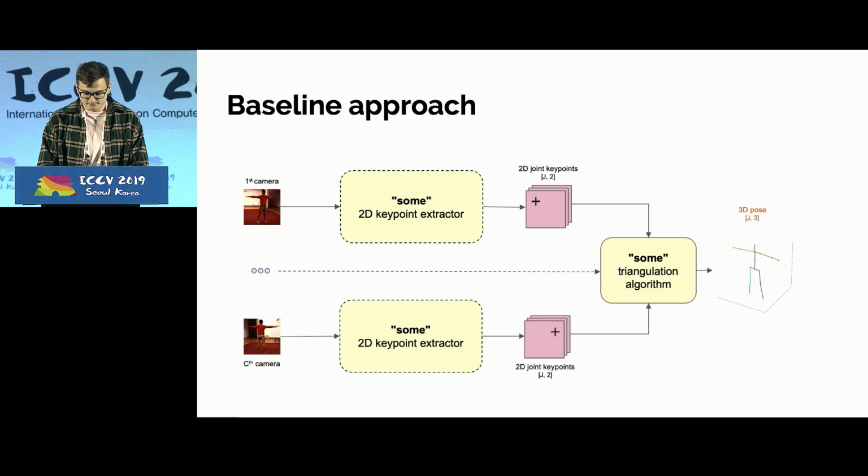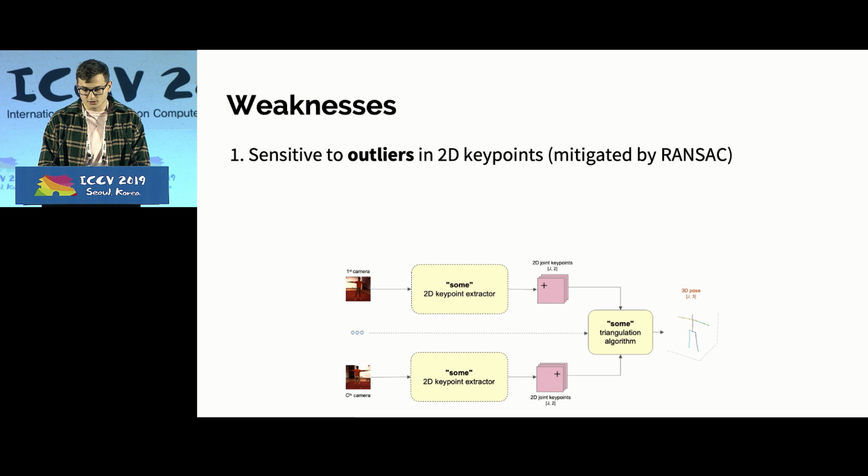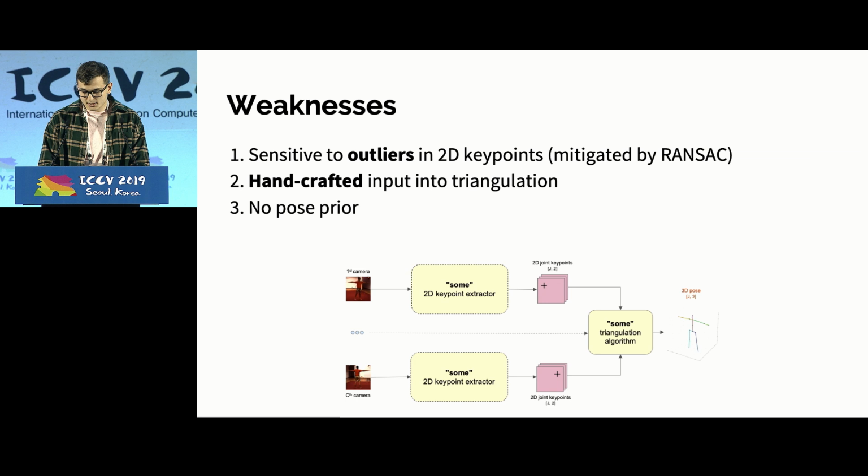First, it's very sensitive to outliers in 2D key points. Second, the input to the triangulation algorithm is a 2D skeleton, which is a handcrafted representation. Also, there is no easy way to model a human pose prior, and a naively implemented pipeline is not fully differentiable, which leads to disagreement between different parts.